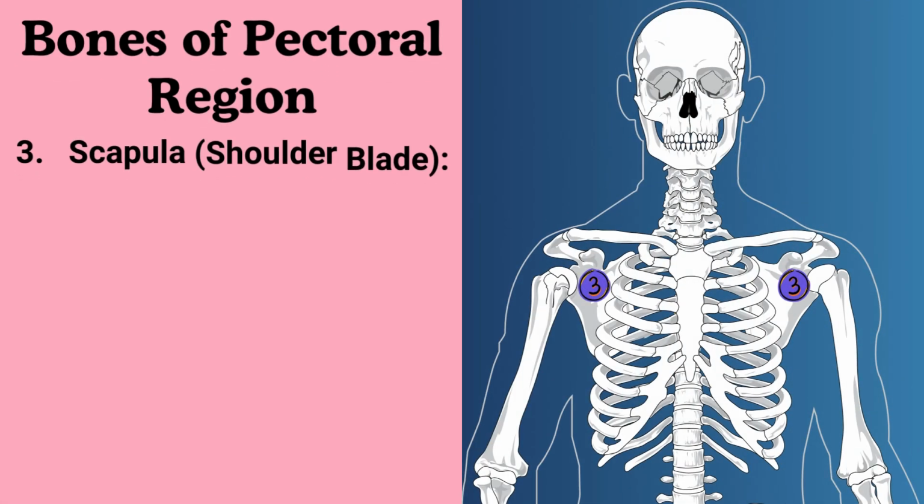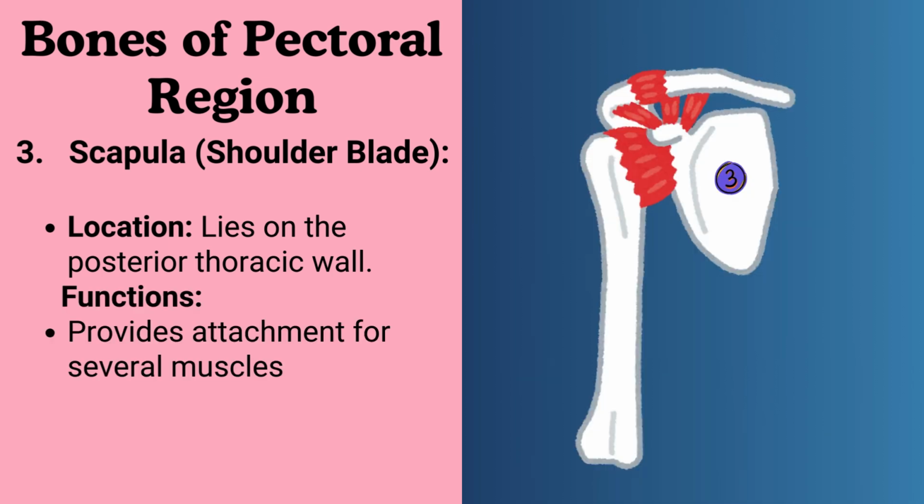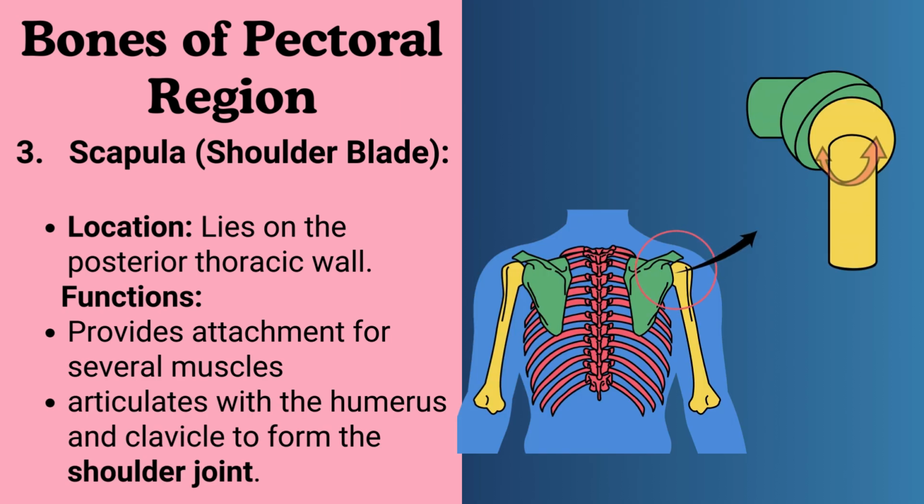Scapula, also known as the shoulder blade. Location: it lies on the posterior thoracic wall. Functions: it provides attachment for several muscles and articulates with the humerus and clavicle, to form the shoulder joint.